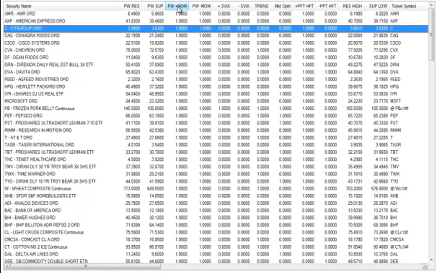Pulse wave positive momentum, pulse wave negative momentum. So we're going to talk about these four columns first. Let's discuss these four columns, okay?